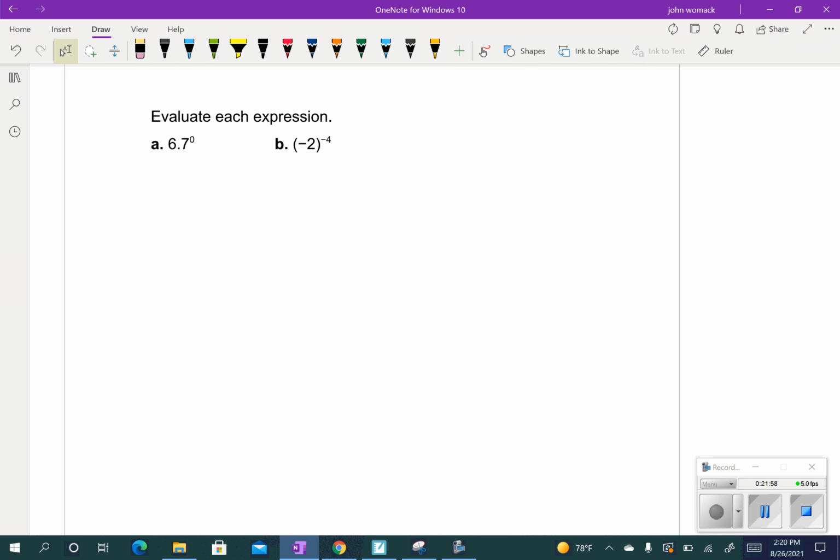So here's a couple others. If I have 6.7 to the 0 power, well, anything to the 0 power is 1, so this is just 1.